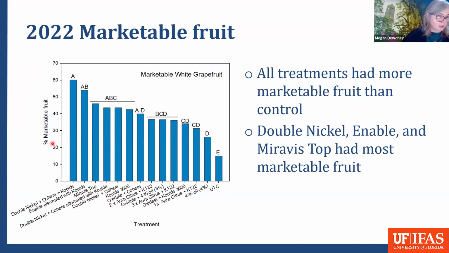This is in percent marketable fruit. Here's our untreated control. You can see we had very few marketable fruit in there. The Double Nickel, Cohere, and Kocide all mixed together gave us about 60% marketable fruit. Ideally, we would see more, but that's not bad. Enable alternated with Kocide had slightly fewer, so more like 55%.